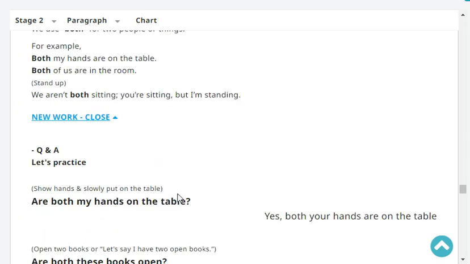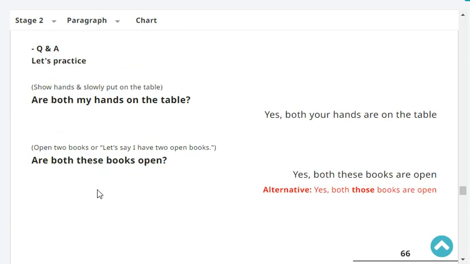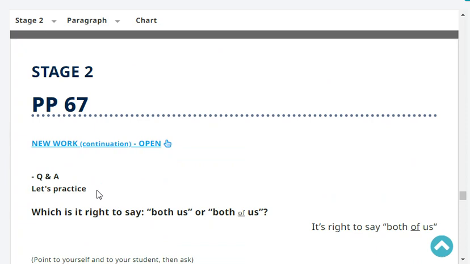Okay, let's practice. Are both my hands on the table? Yes, both your hands are on the table. Very good. Okay. Next, are both these books closed? Yes, both those books are closed. Very good. Next.